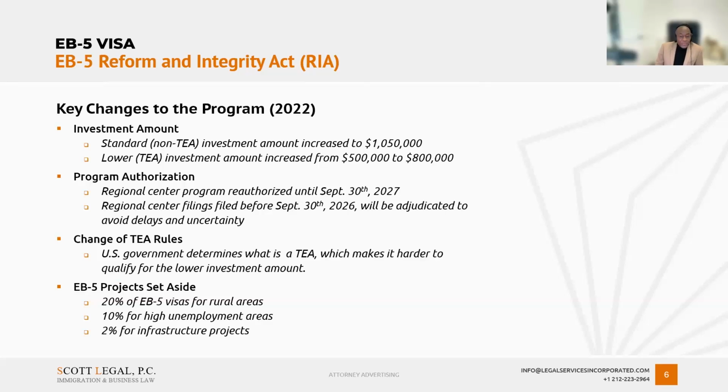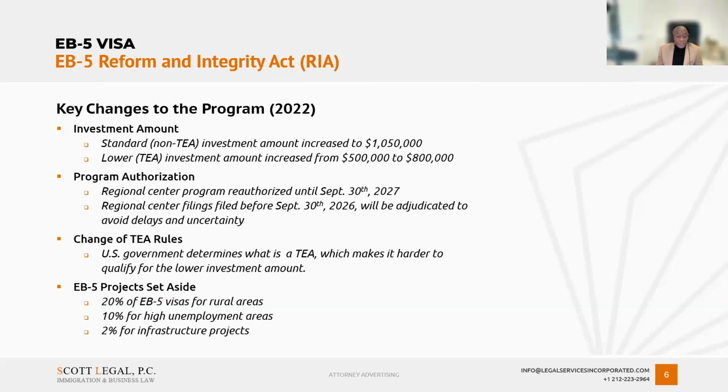So, key changes to the program, and again, these were in 2022, and some of these I went over. The investment amount used to be 500,000 for TEA, and it went up to 800,000. For the other one, though, it only went up 50,000. It used to be $1 million, and it went up to $1,050,000. There were some interim numbers because of some lawsuits and things like that, so these are the final numbers. This is what the current number is.